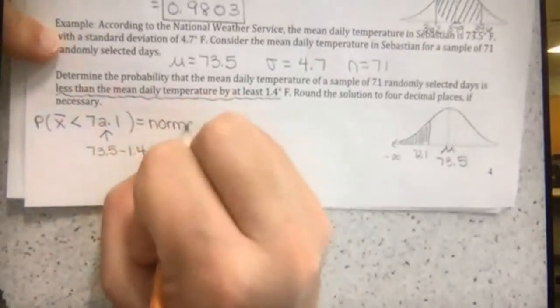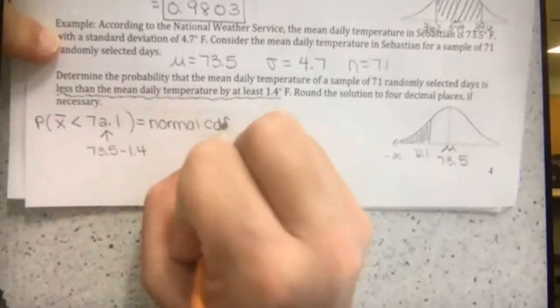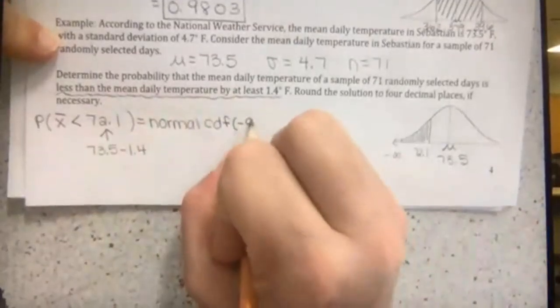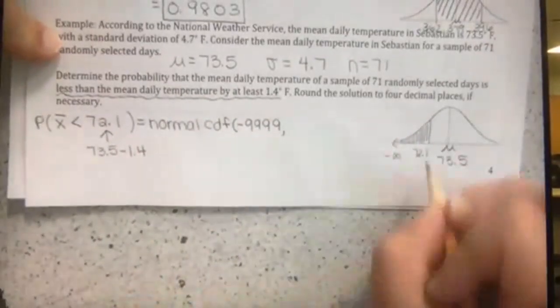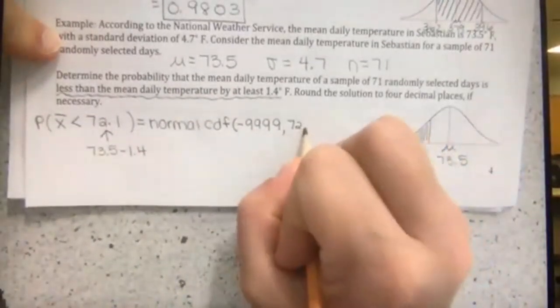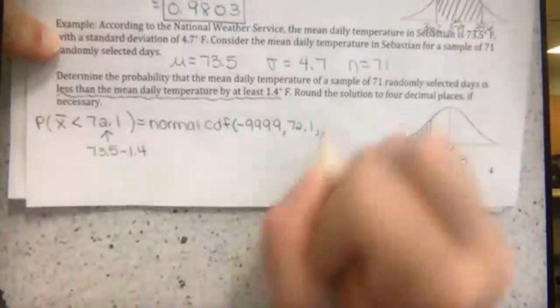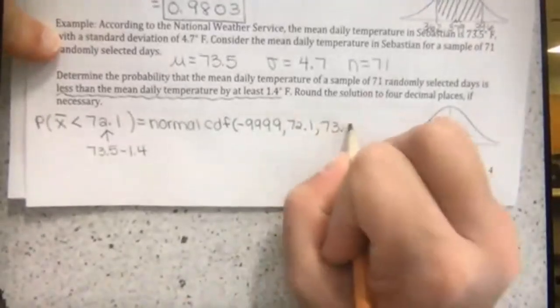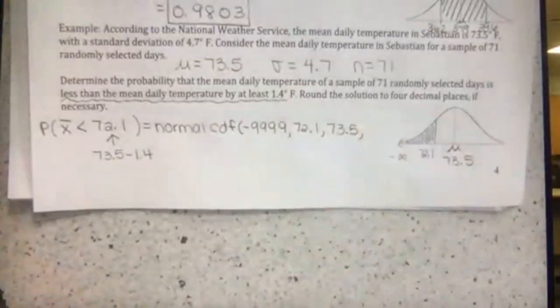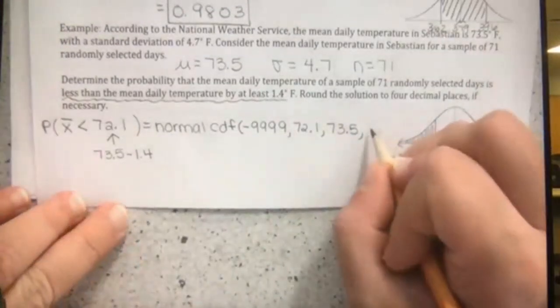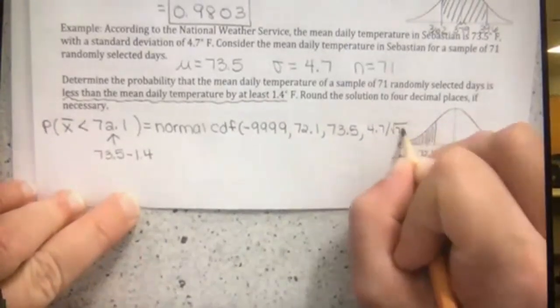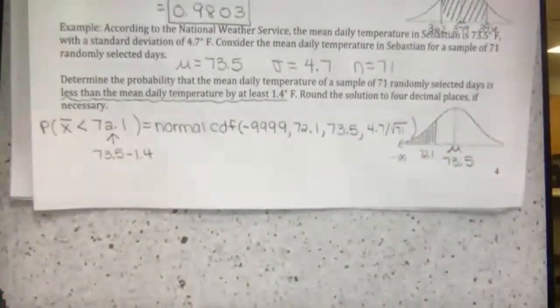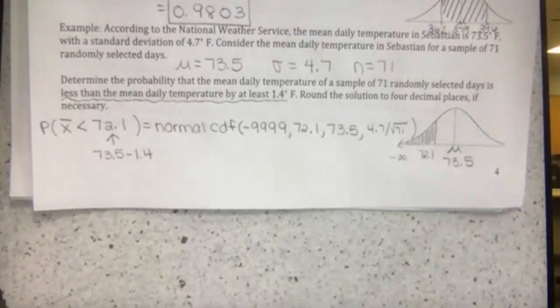We're talking about normal CDF. Our lower limit's negative infinity, so negative 99999. Our upper limit, it's stopping at 72.1. Our mean they gave us in the problem was 73.5. And then our standard deviation is 4.7 divided by the square root of n, which is 71. Because we're talking about a sample, we have to do divided by the square root of n.